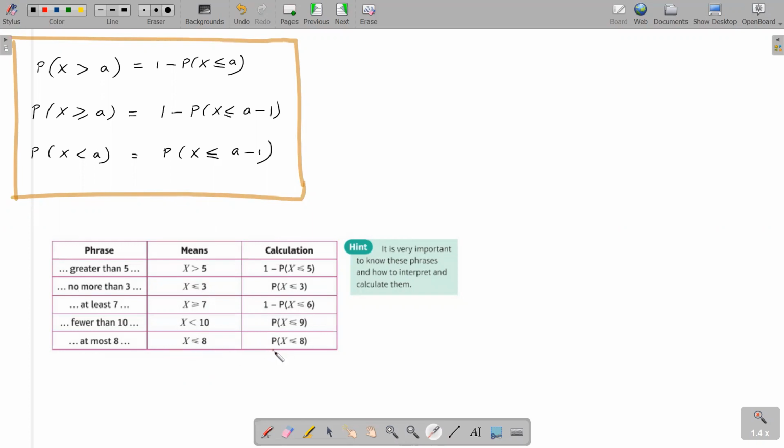Is this clear? These three rules are extremely important because you can use them to convert all probabilities into less than or equal probabilities. Any probability they give can be converted to less than or equal probabilities by using these rules, because you need those less than or equal probabilities to use the table. Okay.